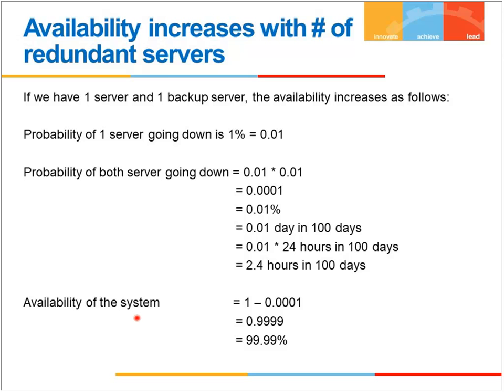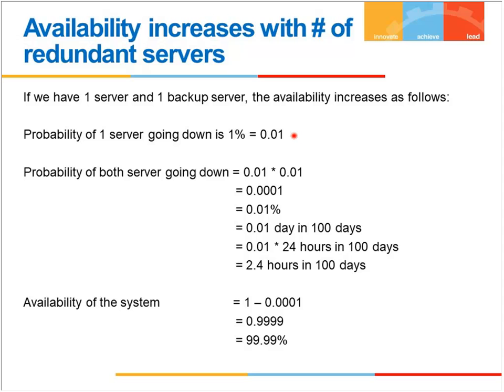Now the system availability is 1 minus the probability of the entire system going down, which is 1 minus this probability. So that becomes 0.9999, which is 99.99%. This is with an assumption that the probability of one server going down is 0.01. But this assumption may not be true for all servers.